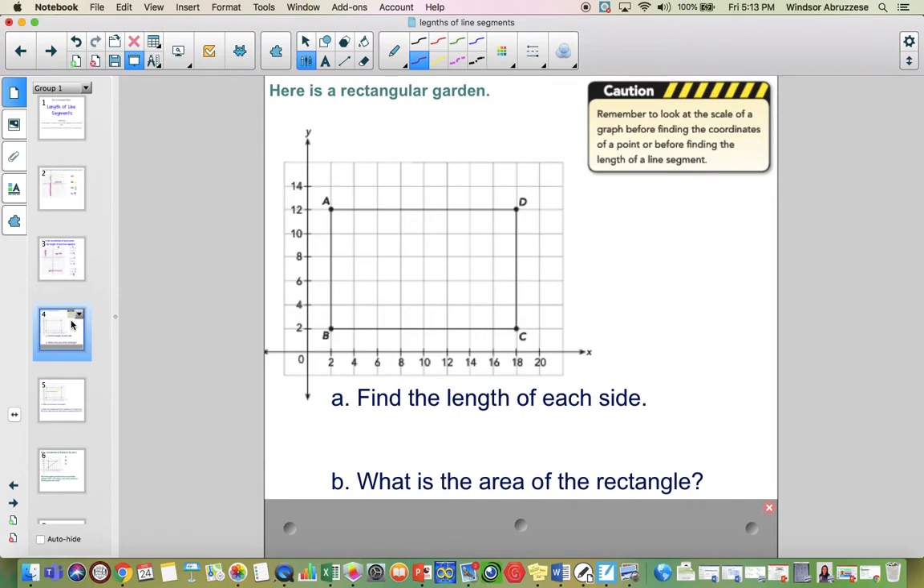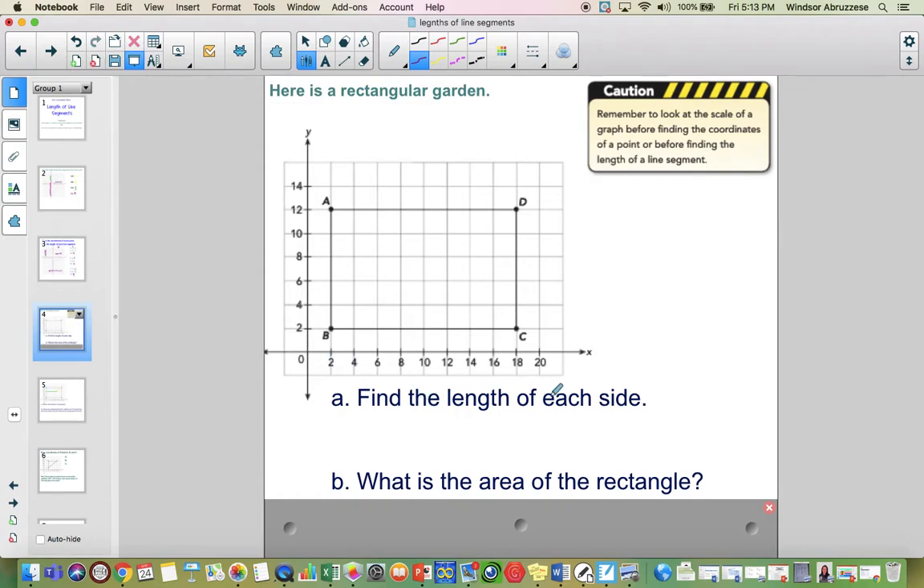The next example, I have a shape on a coordinate plane. I have a rectangular garden. Okay. Now I put this caution here. The caution says, remember to look at the scale of the graph before finding the coordinates of a point or before finding the length. This coordinate plane is different. Look at my x-axis. It doesn't go by ones anymore. It goes 2, 4, 6, 8. So even though we're moving one box, I'm really going a length of 2. And the same for the y-axis. That's super important. You always want to, before you start any problem, double check how are my axes labeled. So in this one, it goes by 2.